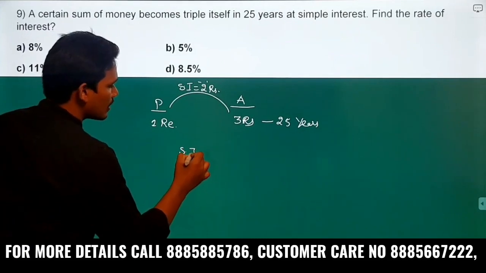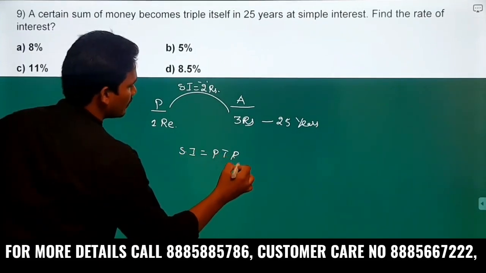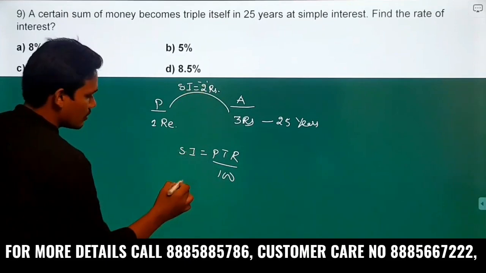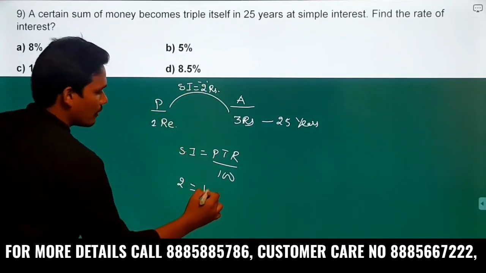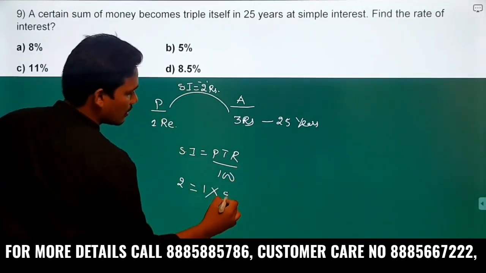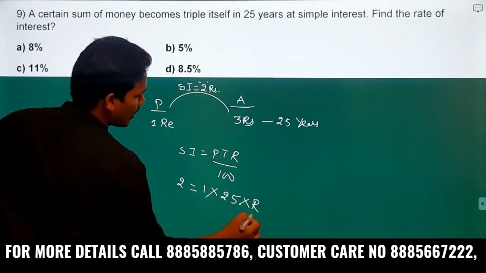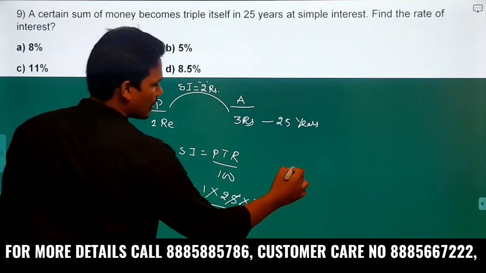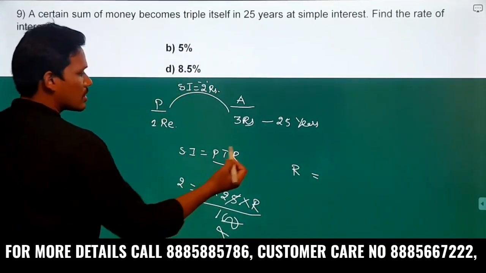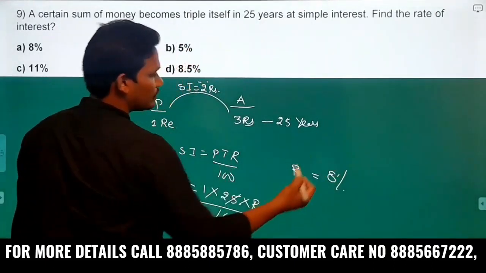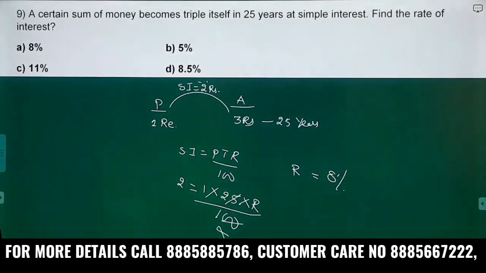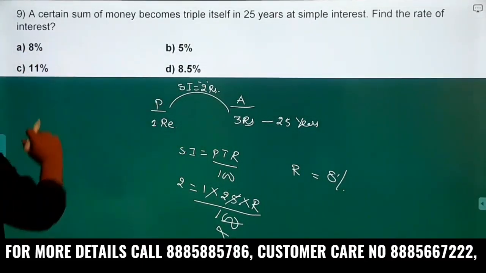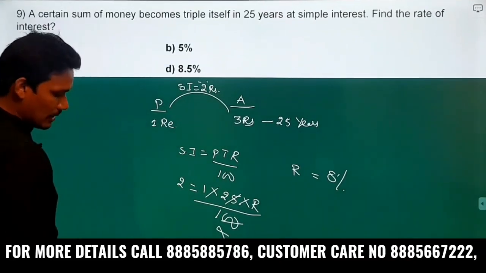We know that SI equals PTR by 100. So what is the simple interest value here? 2, when principal equals 1. Time is how many years? 25. The rate of interest equals R by 100. So 25 ones are 25, fours, then the R value will become 4 twos are 8%. So the rate of interest is nothing but 8%. Option A is the right answer. Right. Next, we'll go with the next question.